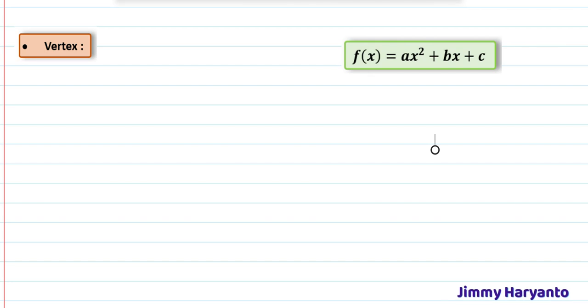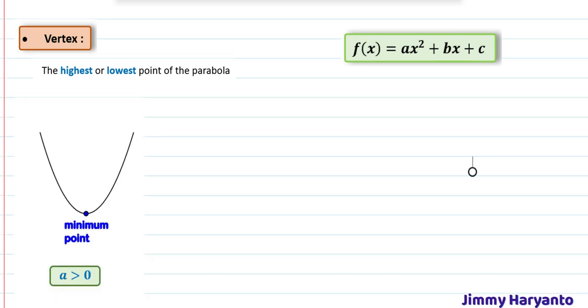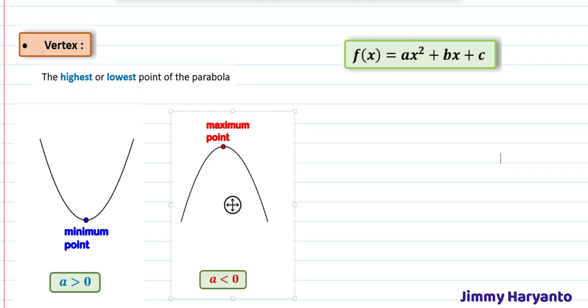And then next is vertex. Vertex has other names such as turning point, maximum point, minimum point, or stationary point. Yeah, vertex has a lot of names, but the definition is the highest or the lowest point of the parabola. So if you have a greater than 0, that will be a minimum point, and when a is less than 0, it will be a maximum point.